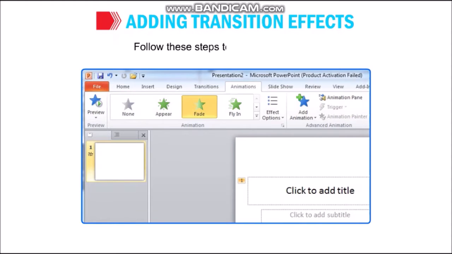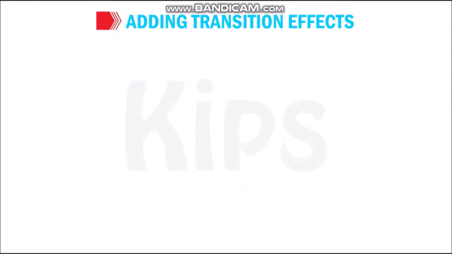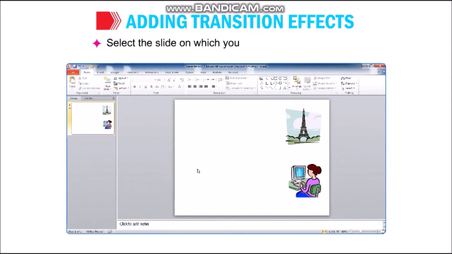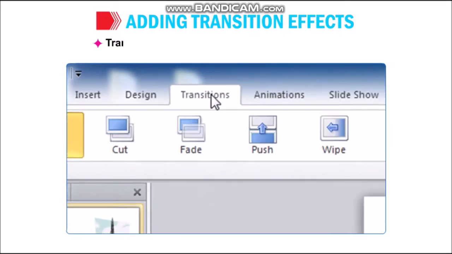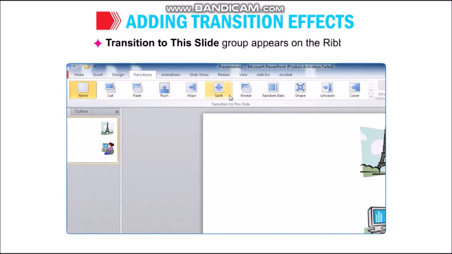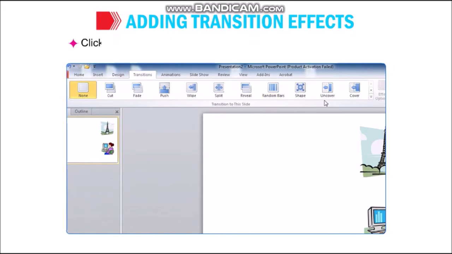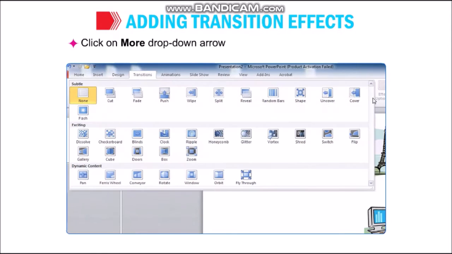Follow these steps to add transition effects. For that, you need to select the slide on which you want to apply the transition. Then click on the Transition tab. The Transition to This Slide group appears on the ribbon. Click on the More drop-down arrow to display all the transition effects. Click on any transition effect from the displayed choices.